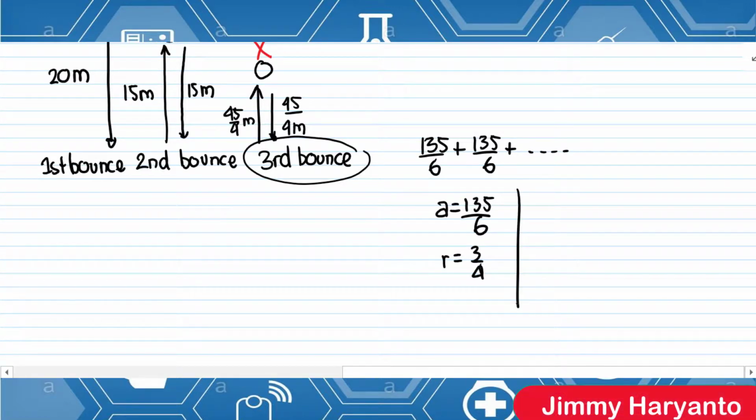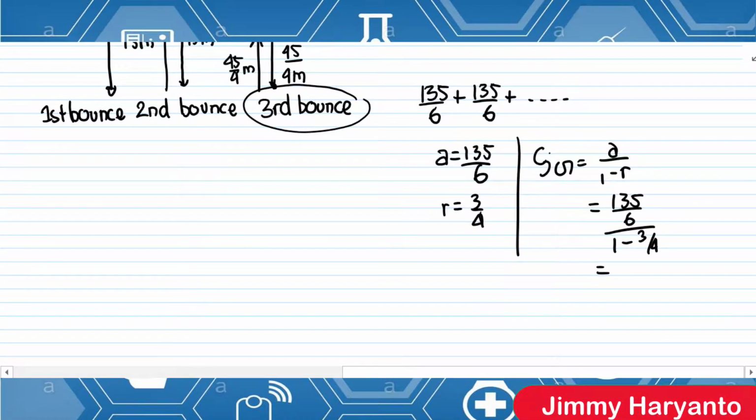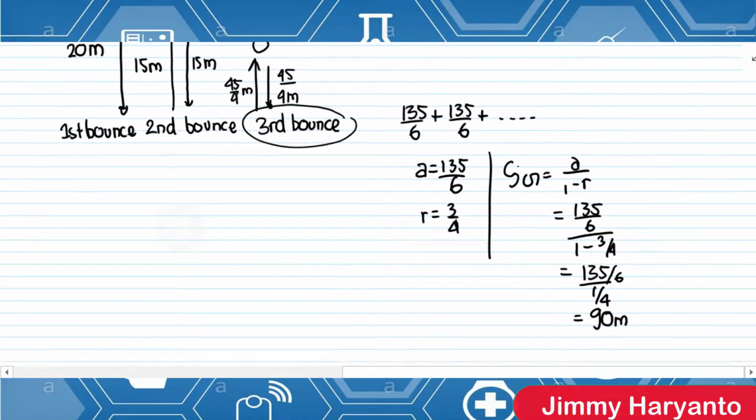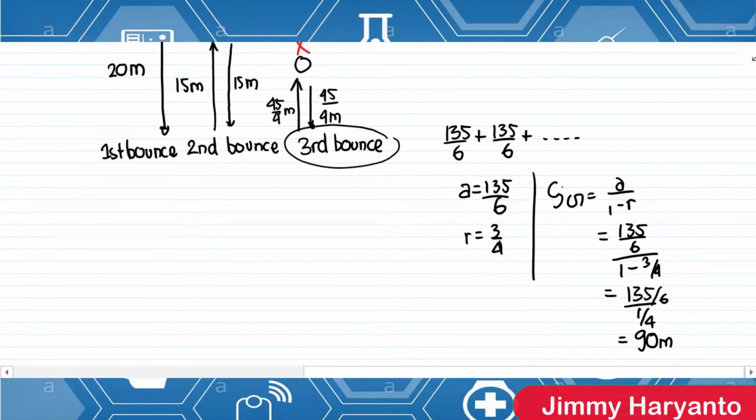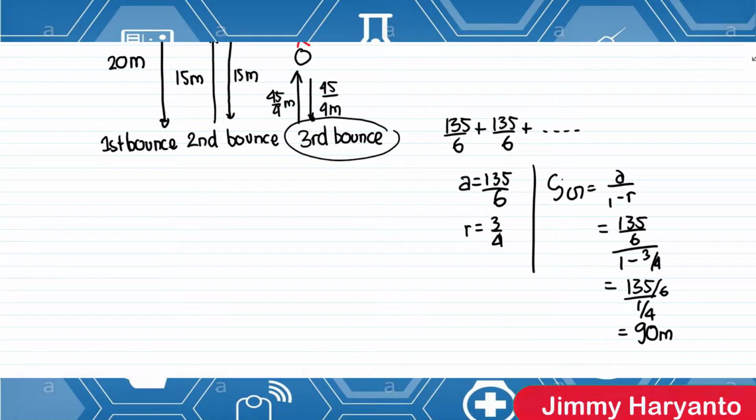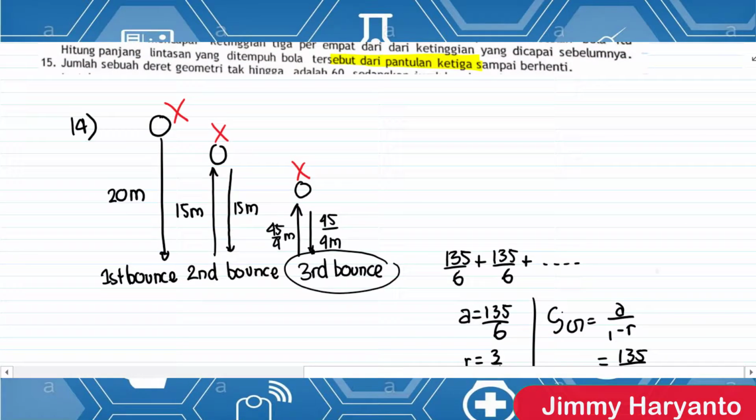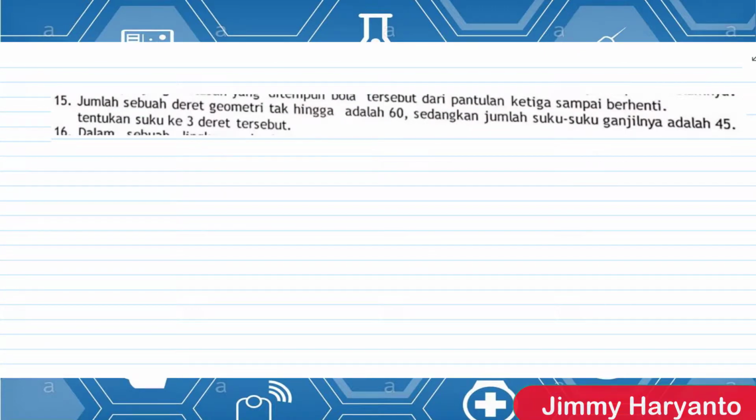And the question wants us to find the sum of the distance. We will use S infinite equals A over 1 minus R. So 135 over 16 over 1 minus 3 over 4 equals 135 over 16 over 1 over 4. That means 135 divided by 16 times 4, which is 90 meters, guys. So the ball will travel 90 meters from the third bounce until it stops. Yeah, this is for number 14. And the next is number 15, the last one.